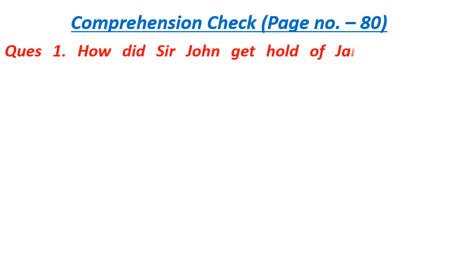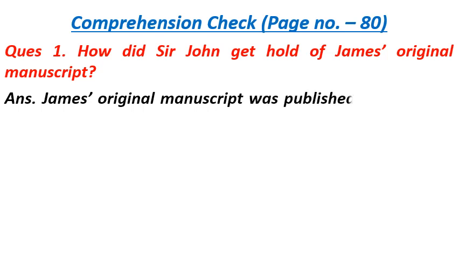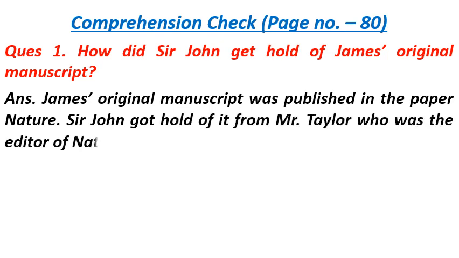Now let us discuss the questions and answers of the comprehension check, which is on page number 80 in your book. Question number 1 is, how did Sir John get hold of James' original manuscript? The answer is, James' original manuscript was published in the paper Nature. Sir John got hold of it from Mr. Taylor, who was the editor of Nature and was also his friend.